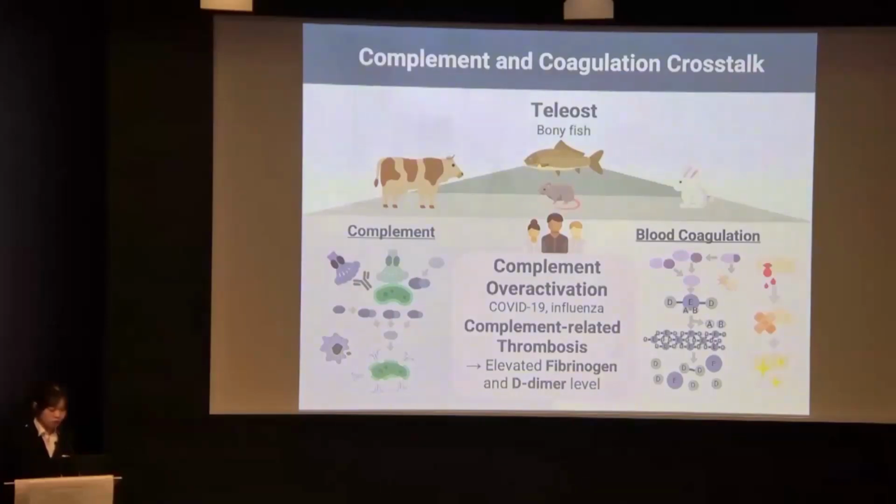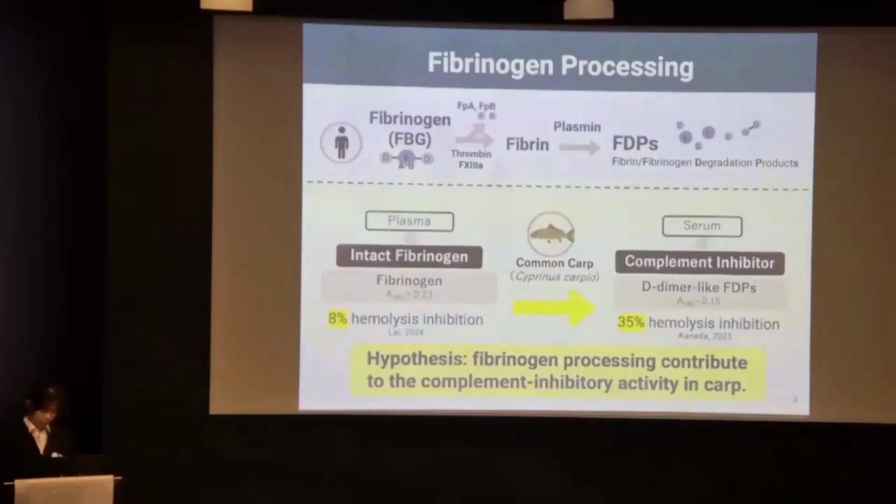However, in bony fish, or teleost, the fibrinogen degradation mechanism during coagulation is underexplored. In human, fibrinogen is first cleaved by thrombin, then cross-linked by factor 13, and then degraded by plasmin. It generates a group of soluble fragments known as fibrin or fibrinogen degradation products.